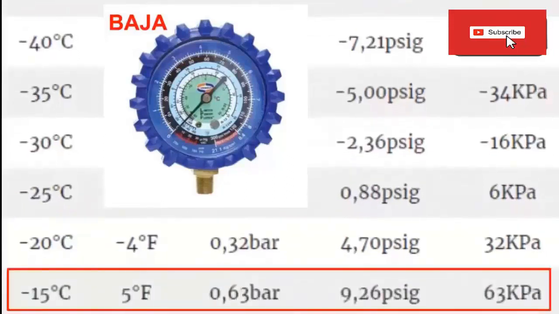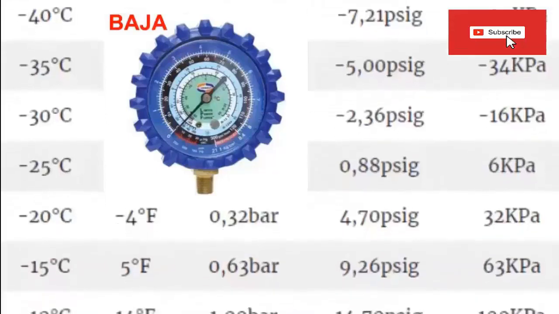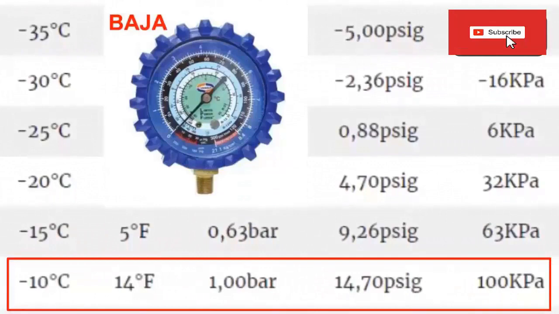To achieve a temperature of -15 degrees Celsius in the evaporator, equivalent to 5 degrees Fahrenheit, a low gauge pressure of 0.63 bars is needed, equivalent to 9.26 psig or 63 kilopascals. To reach a temperature of -10 degrees Celsius in the evaporator, equivalent to 14 degrees Fahrenheit, a low gauge pressure of 1 bar is needed, equivalent to 14.70 psig or 100 kilopascals.